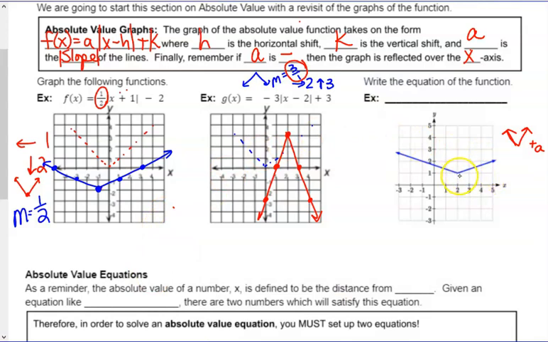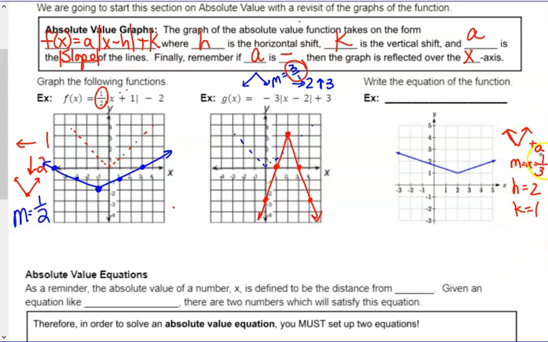So from this vertex, I go up 1 and over 1, 2, 3. Up 1, over 1, 2, 3. So that means that the slope, or my a value, is going to have to be 1/3 out front. The other piece that I need is my horizontal and vertical shift. Notice from the origin, where that original turnaround point is, I go to the right by 2 and up by 1. So our h is 2, and our vertical k shift is 1.